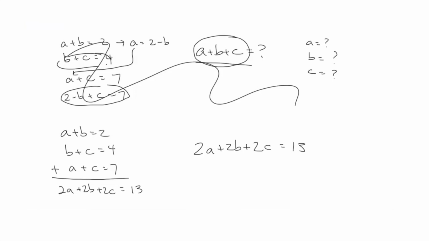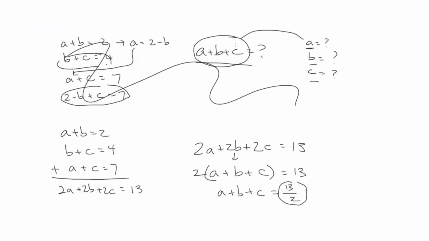My objective here is to figure out what a plus b plus c is. Well, how do I go from here to there? Simply by factoring out a 2. So a plus b plus c is going to equal 13 over 2. Final answer. That's going to be a lot easier, again, rather than finding what a is, b is, c is, then plugging that back into there, and there.